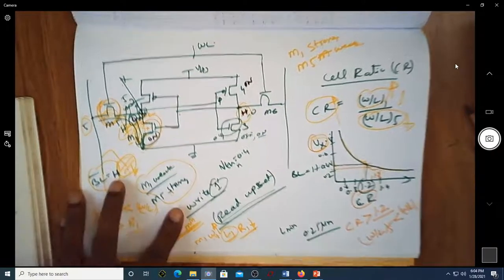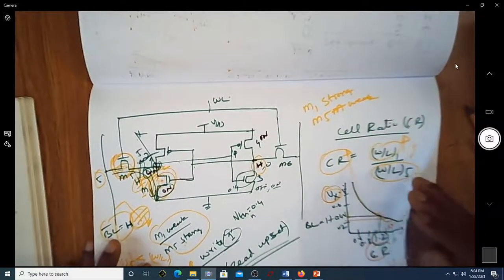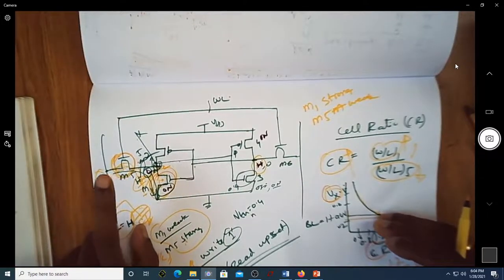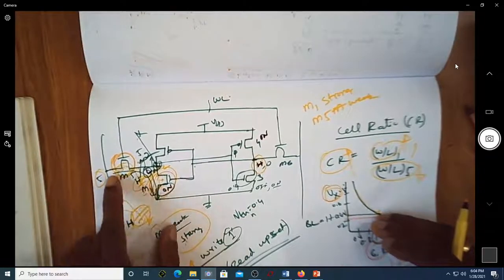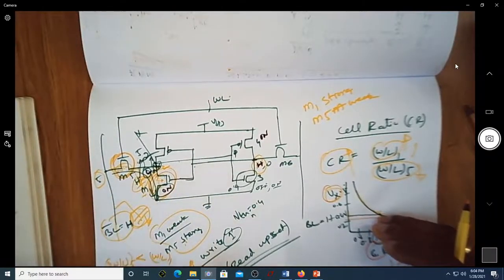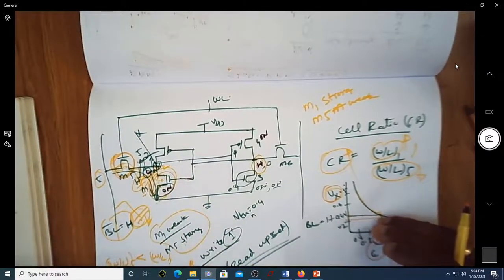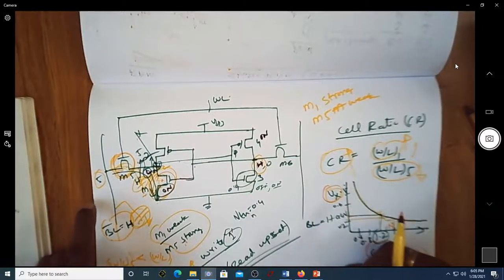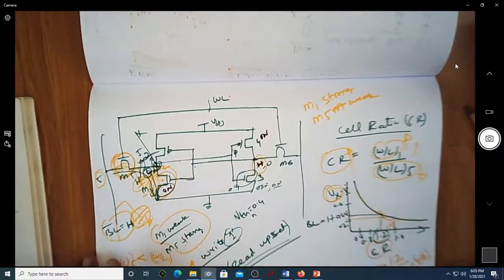even though this is a static RAM, during the read operation we have to be very careful. The dimension of M5 should be weaker compared to the dimension of the M1 transistor, so that you don't have a read upset which will make this voltage become 1, which should never occur. So for proper reading operation, M5 should be made weaker compared to the M1 transistor.